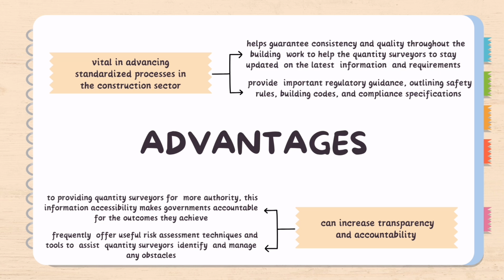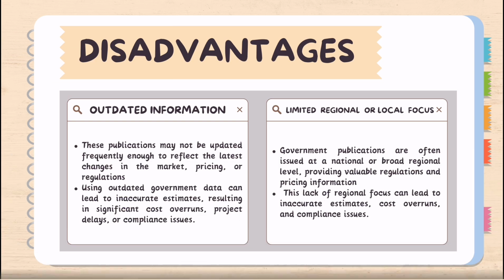One key advantage is the promotion of standardized processes in construction, where the government ensures consistency and quality, helping quantity surveyors stay informed of current information and requirements. Additionally, the government provides essential regulatory guidance on safety, building codes, and compliance. Another advantage is increased transparency and accountability, as accessible information empowers quantity surveyors and holds the government accountable for project outcomes. The government also provides valuable risk assessment tools to help quantity surveyors identify and manage potential challenges. Next, we'll explain the disadvantages of government publication.